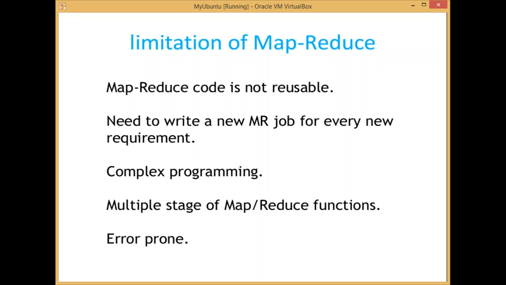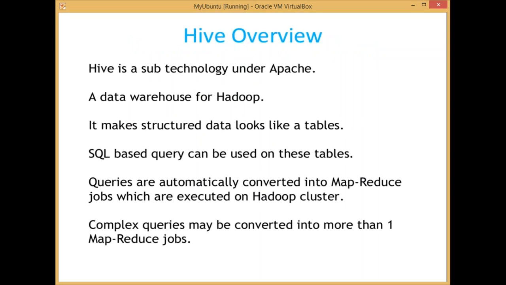So if we have to write MapReduce programs with some interdependency, that would be even more difficult, and it's error prone. If you make any small mistake, output key value pair of mapper is going as input key value pair of reducer. If there is any mismatch in the data type, the program will not run. So we have to be very careful while writing the MapReduce programs. So these are the few limitations of MapReduce programming. So let's move to the next slide. The next is Hive overview.